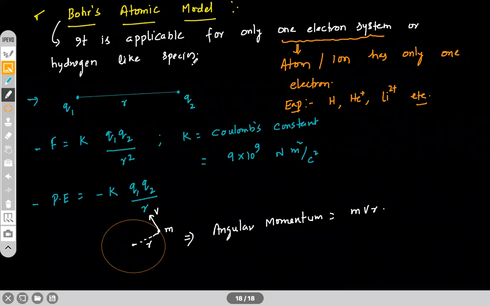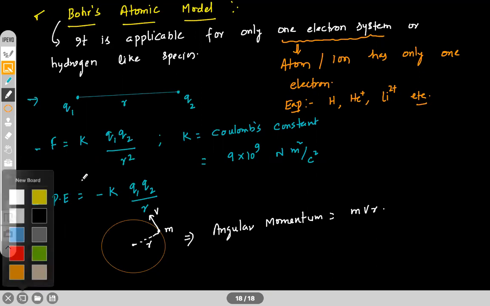Done, copied. So these three formulas you know, where m is the mass of an object moving in a circular path of radius r with velocity v. Now we use these three formulas to understand the Bohr atomic model. First of all, we'll see the postulates of Bohr atomic model.